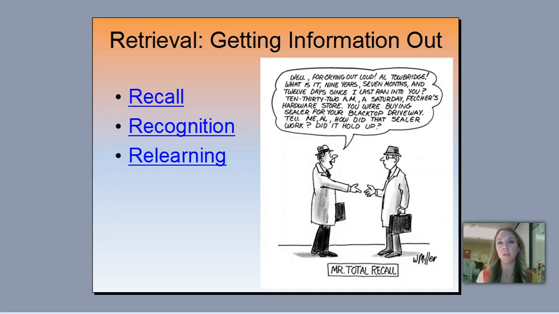Versus recognition, we've talked about this for your AP test. On a multiple choice test, you have to be able to recognize the definition of a word. If the question is asking what is the definition of memory, for your FRQ, you would have to recall that. From your memory, you would pull it out and write down the word. Versus recognition, that would be the multiple choice.